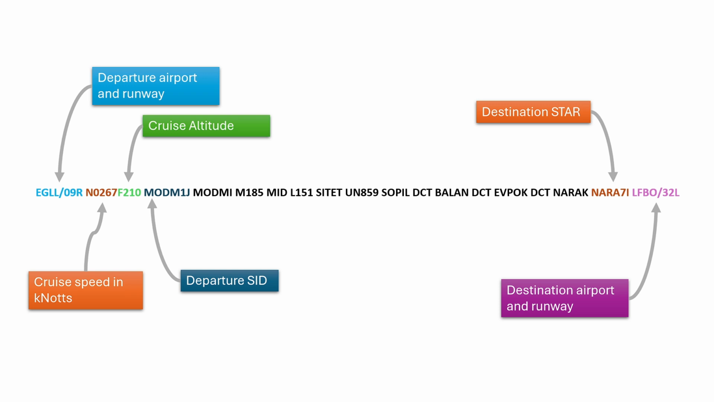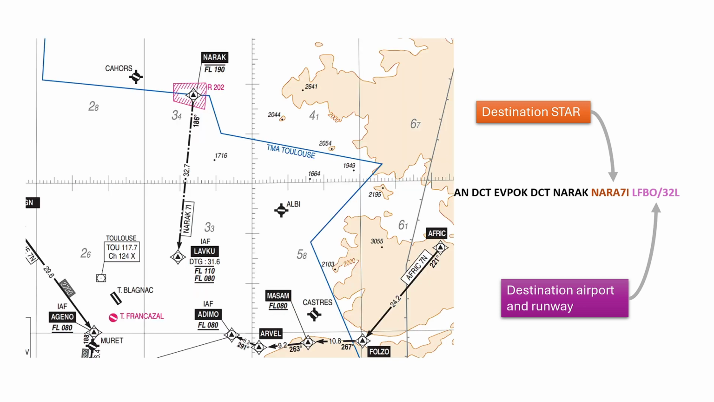There's also a destination STAR, which is the last item before the destination airport and runway. So this is the procedure at the far end of the route to get us to Toulouse. So you can see that we arrive at the waypoint called Narek, and the charts shown on the screen.